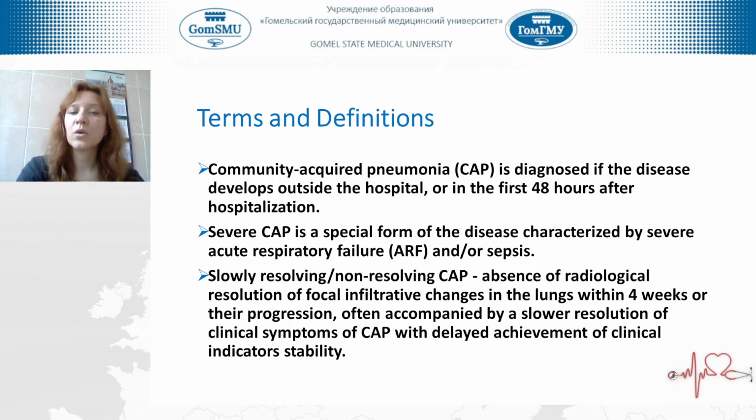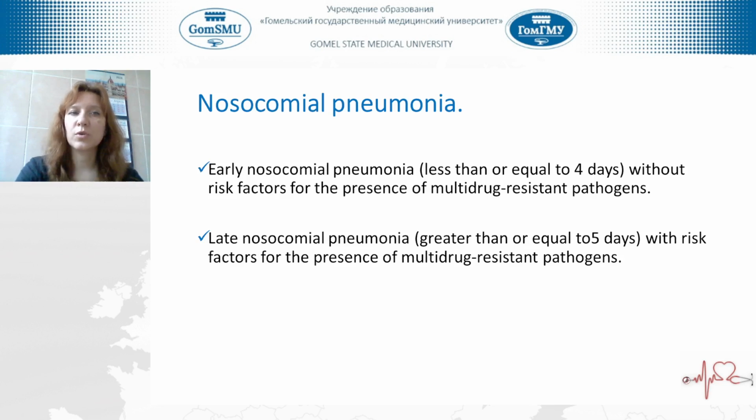Slowly resolving CAP is the absence of radiological resolution of focal infiltration changes in the lung within 4 weeks or their progression afterwards, accompanied by a slow resolution of clinical symptoms of CAP, with related achievement of clinical stability. Nosocomial pneumonia can be of 2 types, early or late nosocomial pneumonia. Nosocomial is the same as in hospital. Early nosocomial pneumonia occurs in less than or equal to 4 days, without risk factors for the presence of multi-drug resistant pathogens.